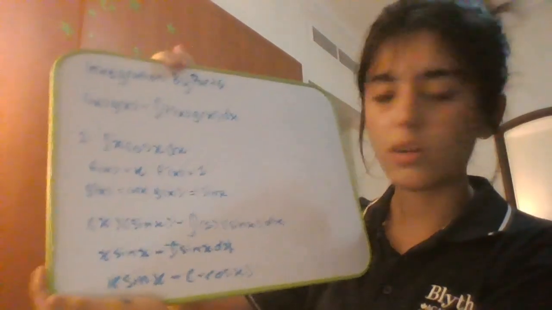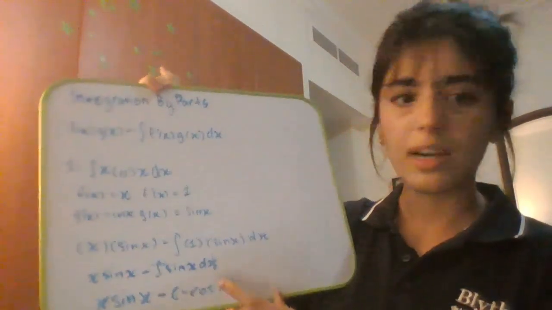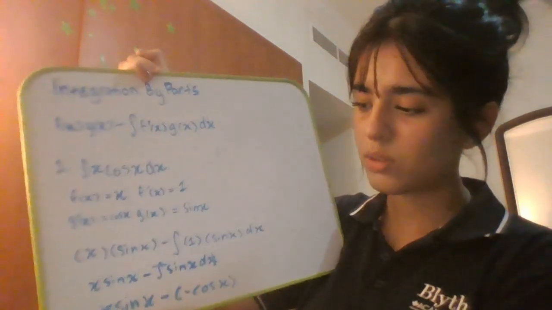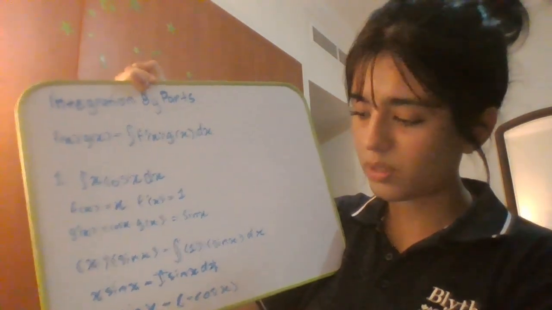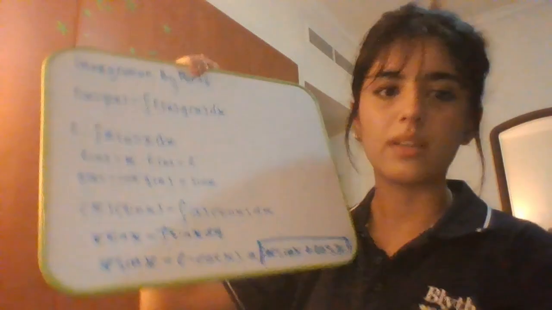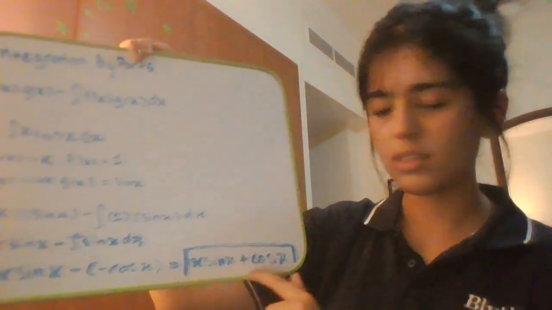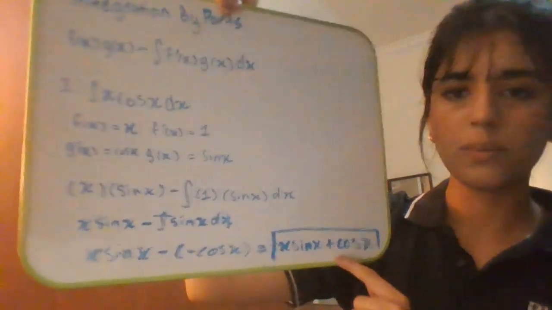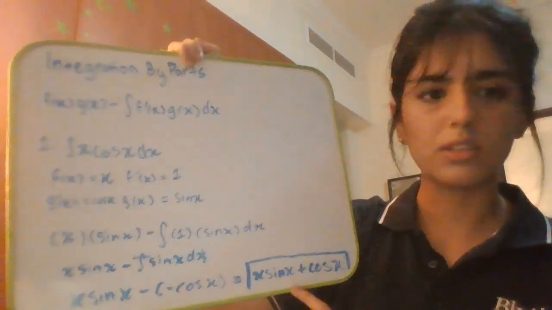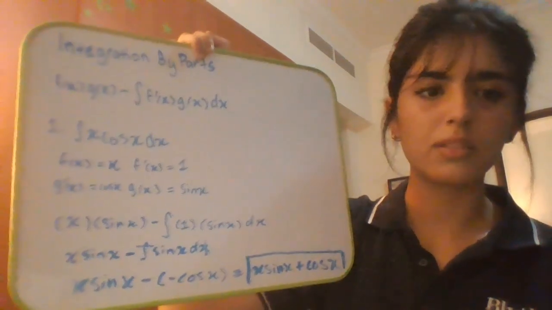Okay, so here we almost have our answer. The last thing you have to do is just expand the negative. So you'll get x sine x plus cos x. Let me write it out. Okay, so I expanded the negative and I got x sine x plus cos x. So there, you've solved this integral and you got this as your answer using integration by parts.